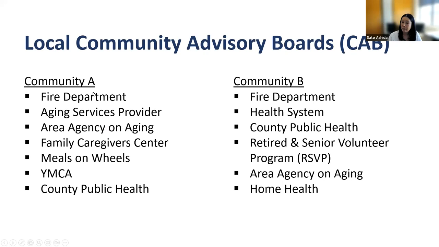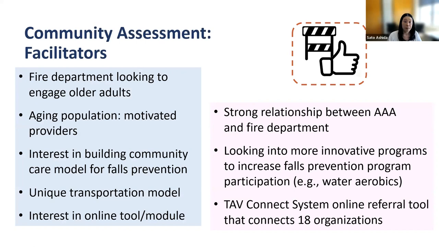Now, we don't call them CAB. So each community had a fire department, of course, because we need to have fire departments, but we had local agencies like the Area Agency on Aging and aging service providers, Meals on Wheels, the YMCA that provides fall prevention programs, county public health, and so on. From there, we worked with the local advisory board to assess community assets and challenges. Some of the facilitators are listed here and barriers are listed here.